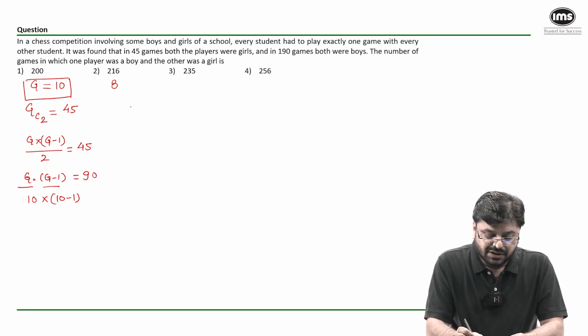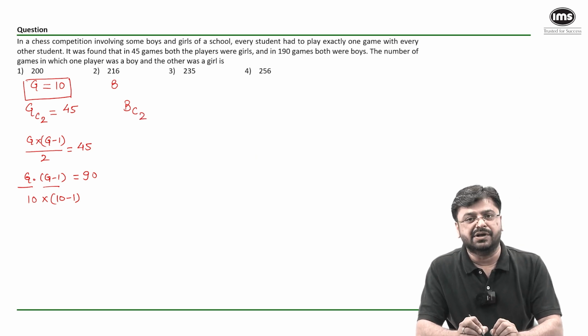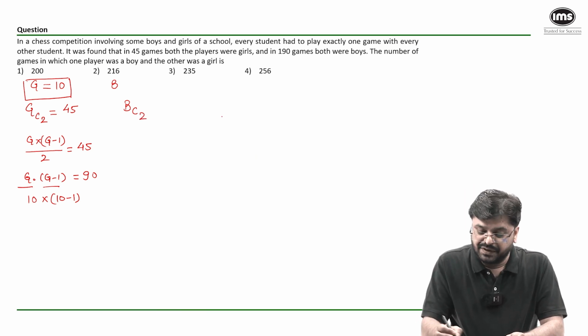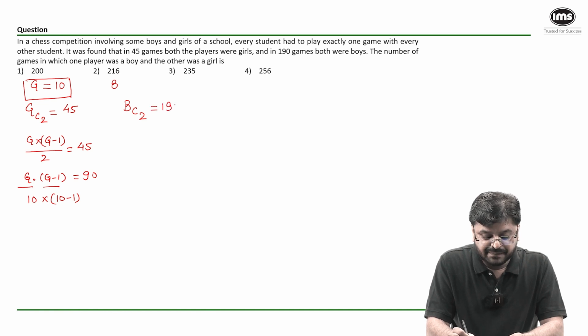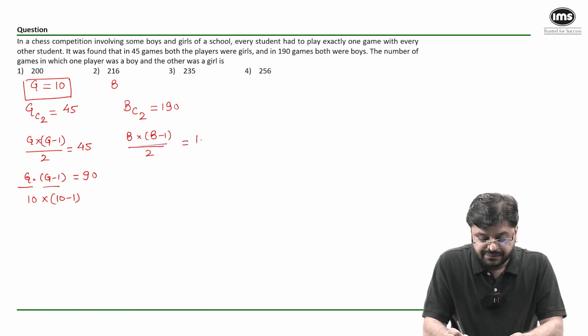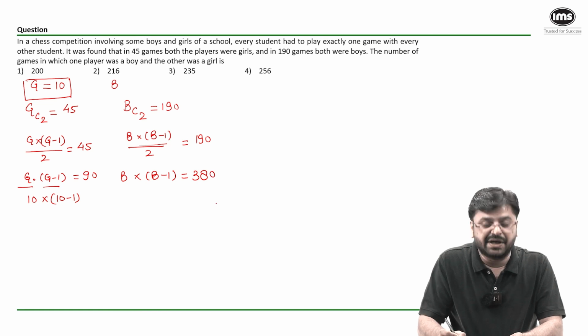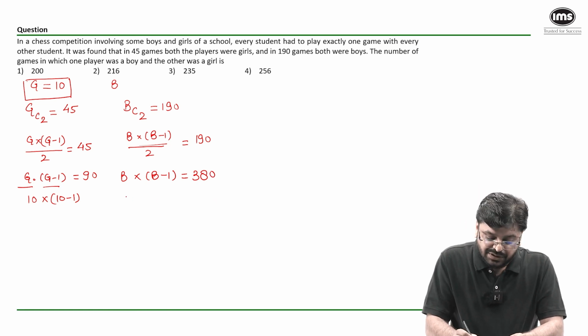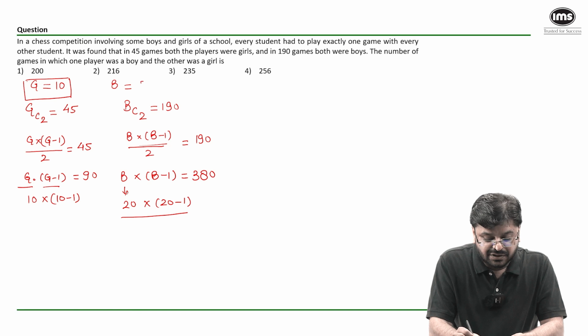Same way, we'll calculate the total number of boys. Now, if there are in all B boys, then the number of matches which can be conducted among boys only will be BC2, which as per the question is equal to 190. That means B into B minus 1 by 2 is 190, or B into B minus 1 is equal to 380. Again, B and B minus 1 are two consecutive numbers. So, that means the numbers are 20 and 19, which means initially there were 20 boys.